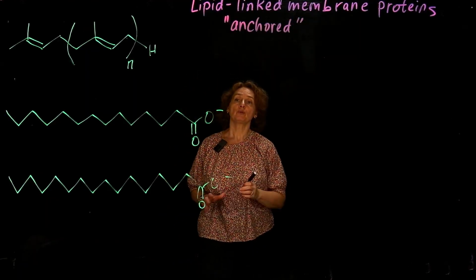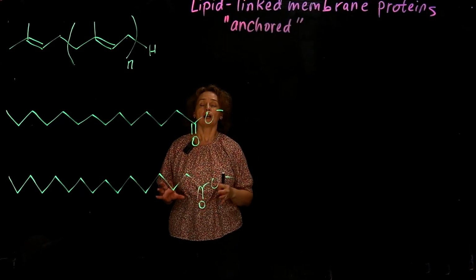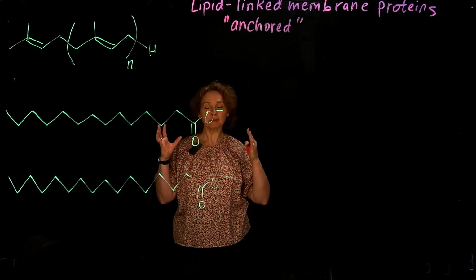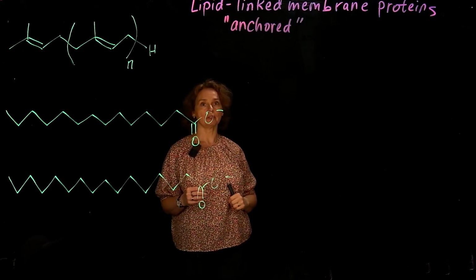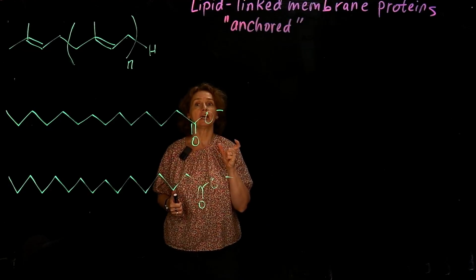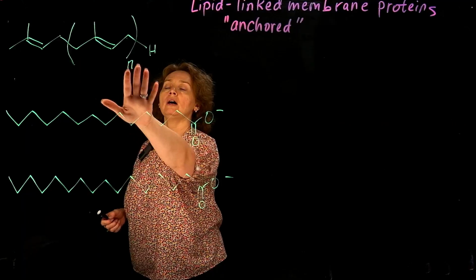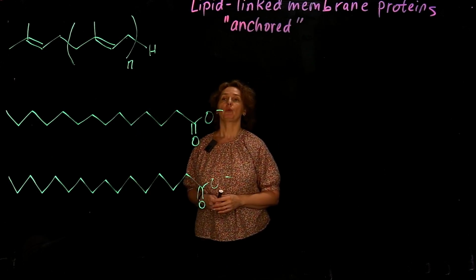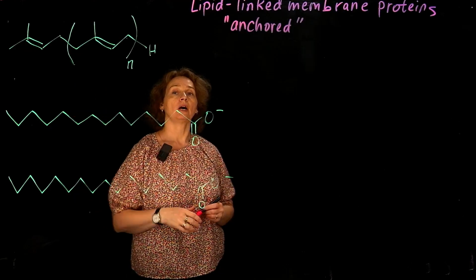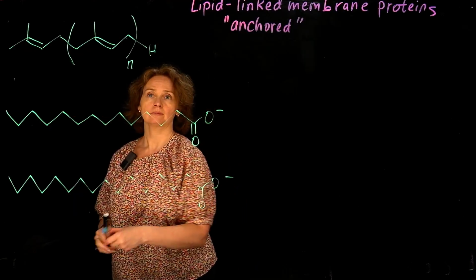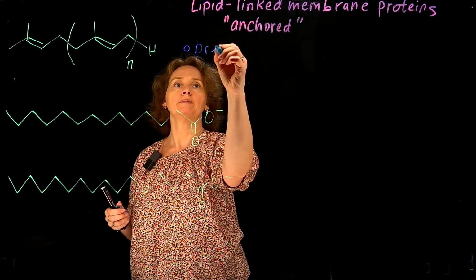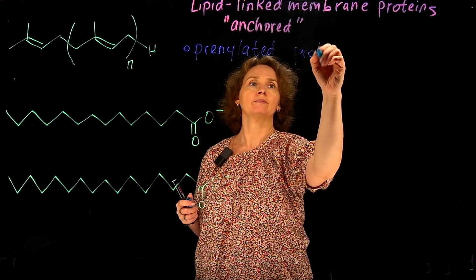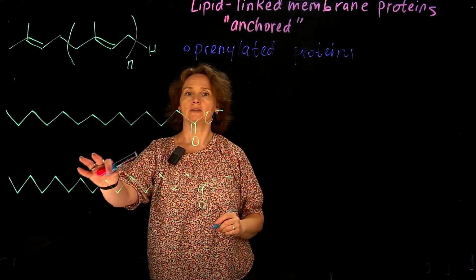Those types of membrane proteins are covalently linked to some hydrophobic fragment that helps them to anchor into the membrane. That hydrophobic fragment is actually either a fatty acid or an isoprenoid polymer, as you can see here. And correspondingly, we have prenylated proteins and fatty acylated proteins.